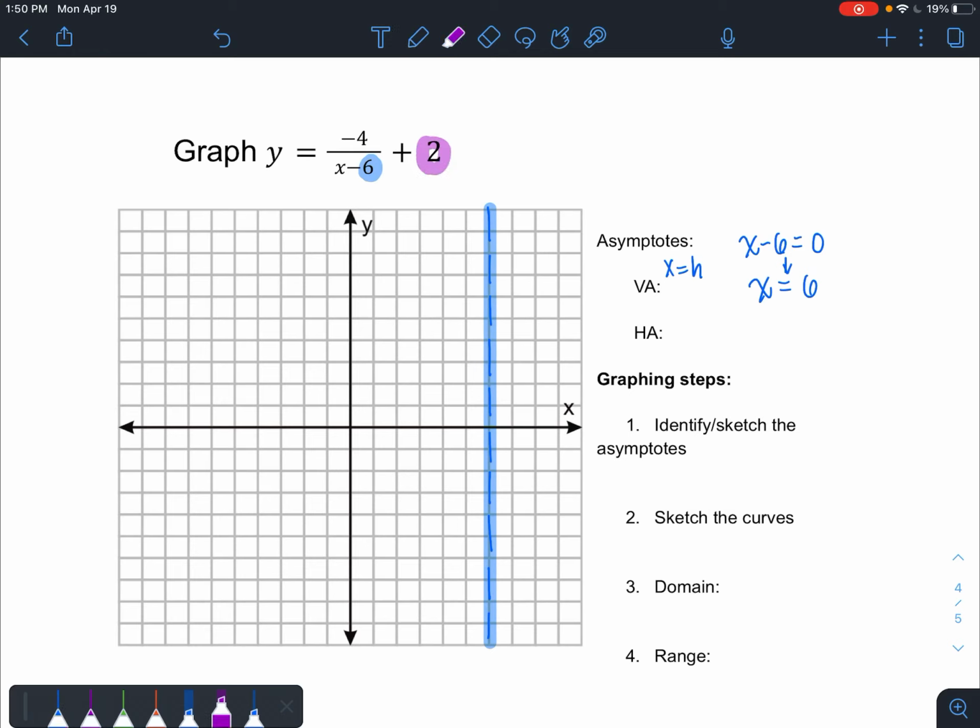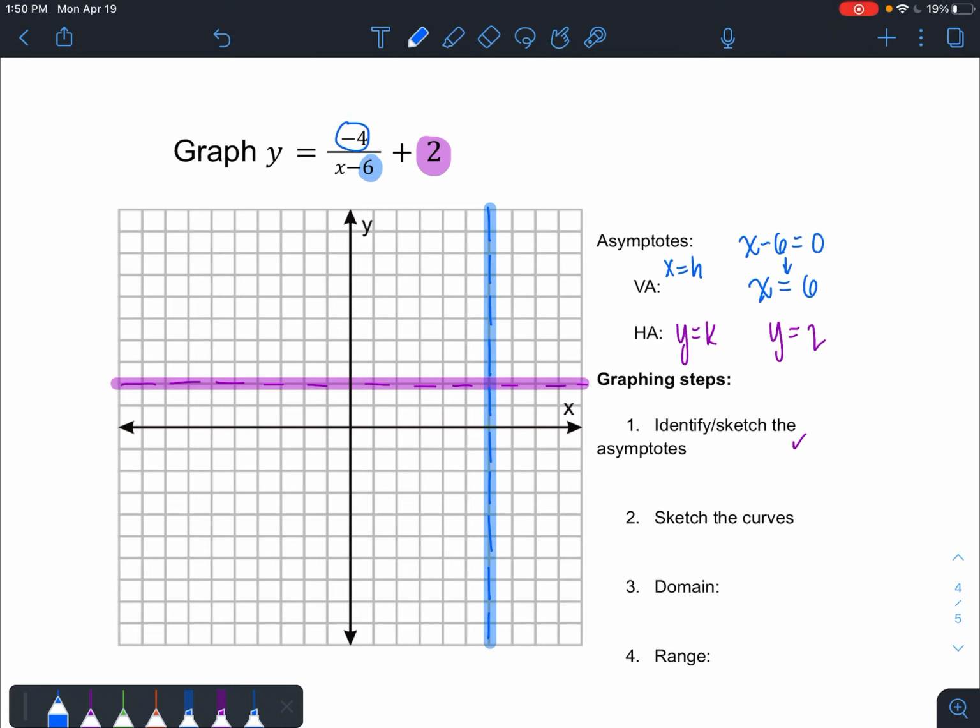All right, then for my horizontal asymptote, it's going to be 2. It's written right there. So this is going to be y is equal to k, or y is equal to 2. So I'll draw that line. You can make it a dotted line if you want to, if you don't have a highlighter, but do not make it a solid line. And so then we have that. We identified and sketched the asymptotes, and now what we have to do is sketch the curves.